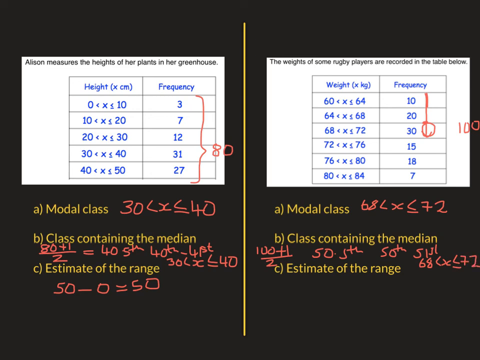And an estimate of the range: the highest it could possibly be is 84, the lowest it could possibly be is 60. So the range is 24.